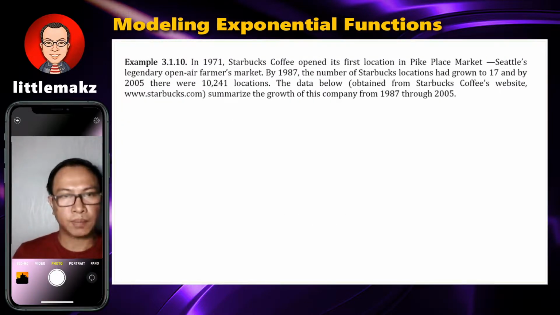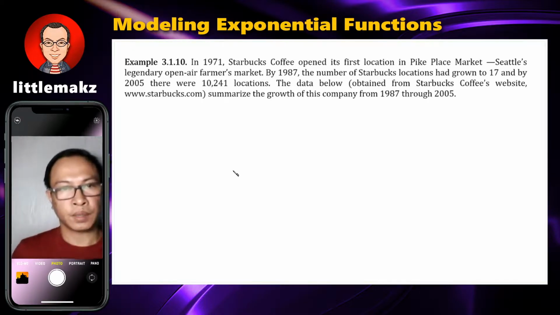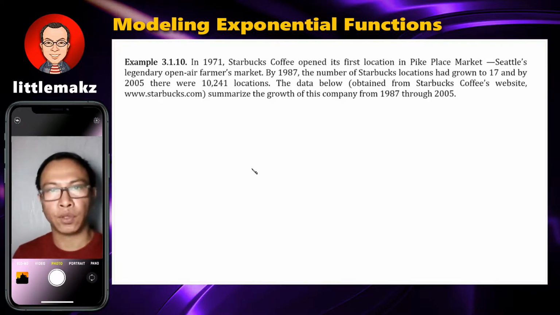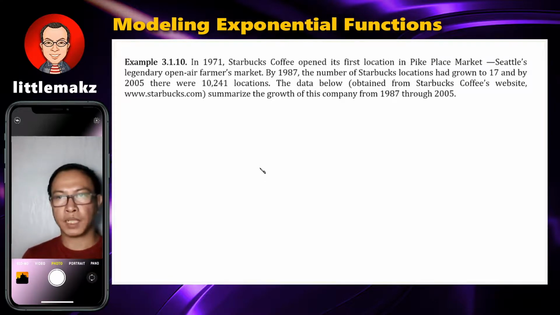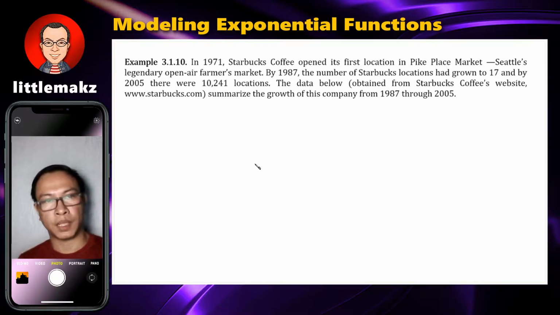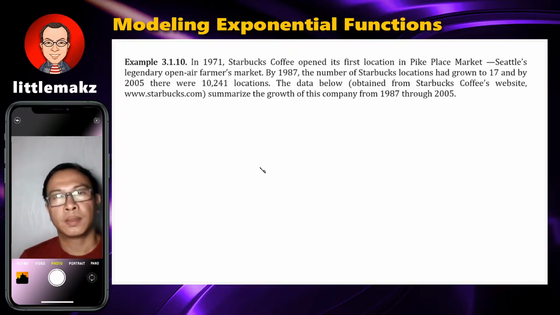And for the last example that I'll be discussing, let's try to read this one. In 1971, Starbucks Coffee opened its first location in Pike Place Market, Seattle's legendary open-air farmers market. By 1987, the number of Starbucks locations had grown to 17. And by 2005, there were already 10,241 locations. So, how do we do this one?